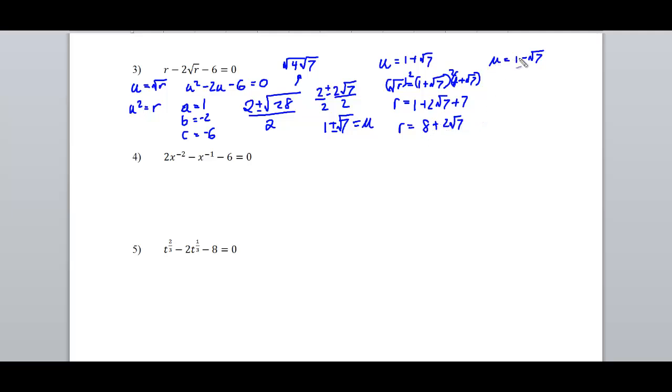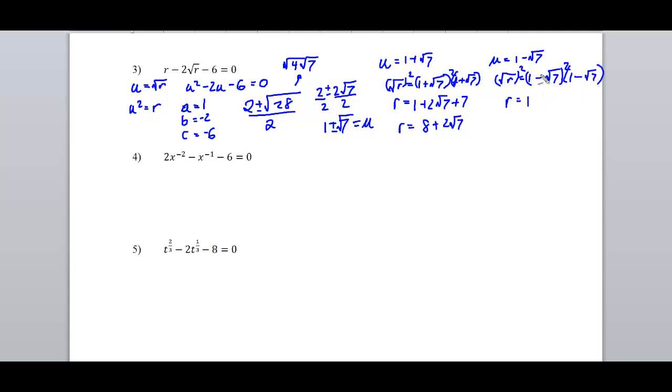Now I have u is equal to 1 minus square root of 7, which is from my transitive property here. Since u is equal to square root of r and u is equal to this, then the square root of r is equal to this. All right, well, it's time to square both sides. So if I square both sides, this is r, and this is 1 minus square root of 7 quantity squared, so it gives me 2 of them. And again, here comes the FOIL.